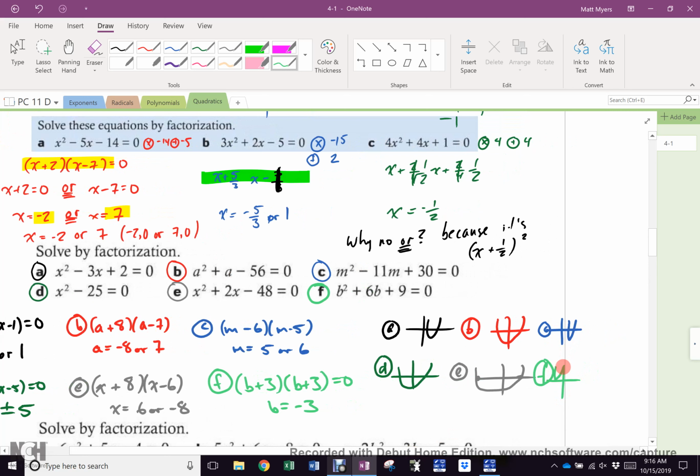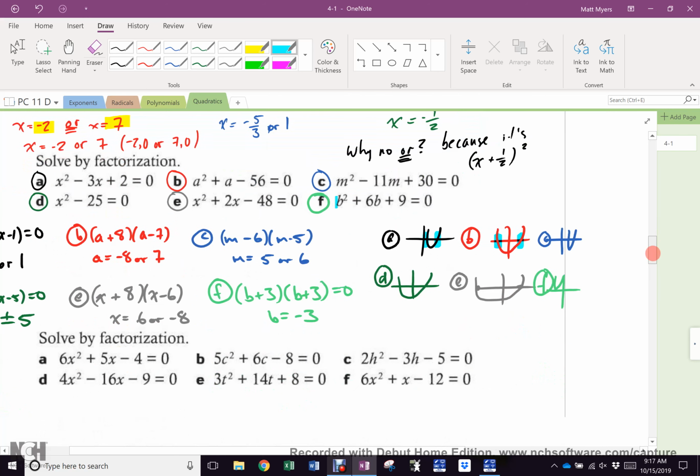Everybody good? We'll talk about what this line will really look like later, but I'm trying to stress that the answers we are finding are those intercepts. Everybody cool? Because it's x equals or b equals. These are obviously the independent variable, yes?